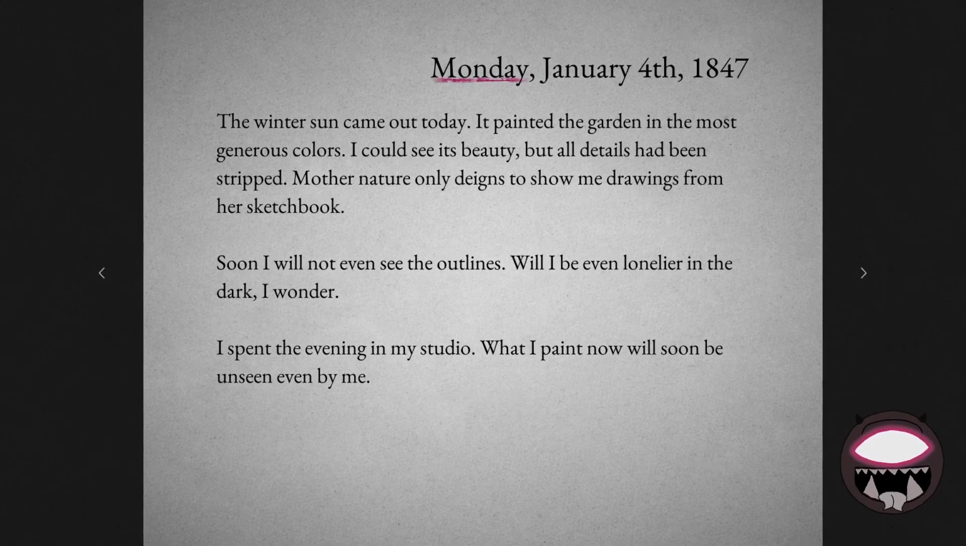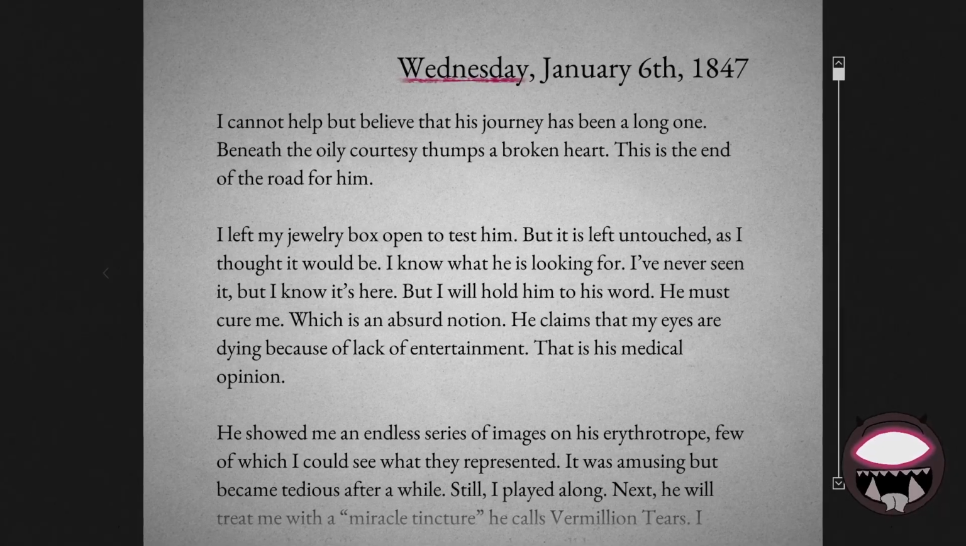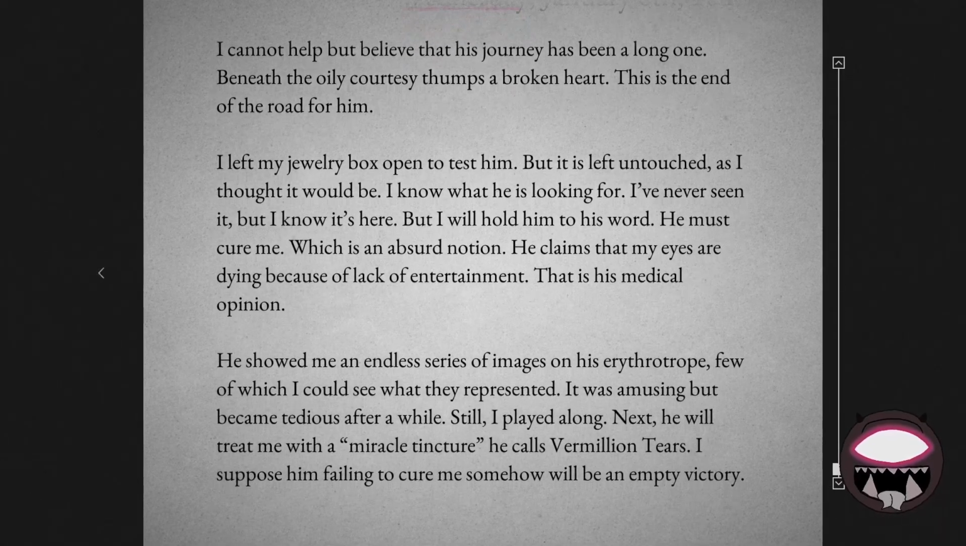The winter sun came out today. It painted the garden in the most generous colors. I could see its beauty, but all details had been stripped. Mother Nature only deigns to show me drawings from her sketchbook. Soon I will not even see the outlines. Will I be lonelier in the dark, I wonder? I spent the evening in my studio. What I paint now will soon be unseen even by me. I cannot help but believe that his journey has been a long one. Beneath the oily courtesy thumps a broken heart. This is the end of the road for him.